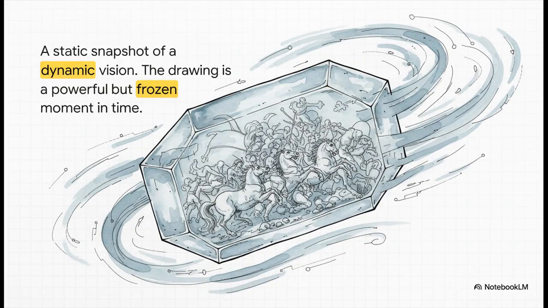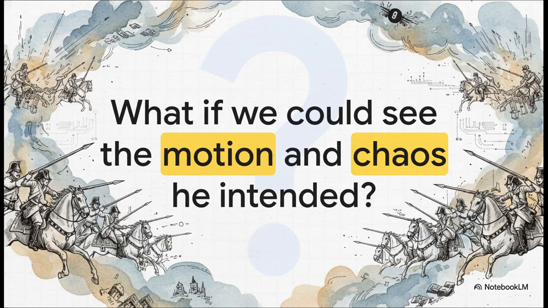But here's the thing. It's just a single, frozen moment in time. It's kind of like looking at a photograph of a hurricane. Yeah, you see the power, you see the shape of it, but you can't feel the wind. You can't see the swirling chaos that Leonardo was an absolute genius at capturing. So that got some people thinking, what if we could take this snapshot and just hit play? What if we could actually unfreeze this 400-year-old scene and watch the battle unfold in front of our eyes? Well, buckle up, because that's exactly what we're going to do.